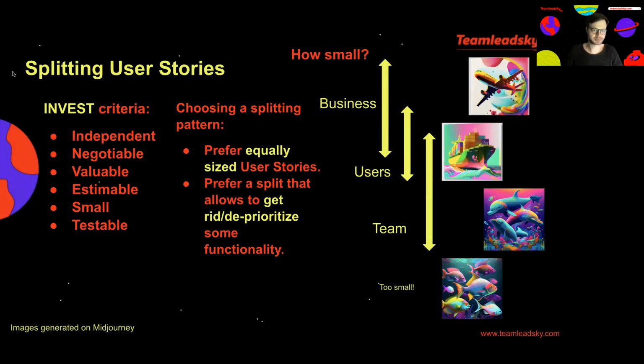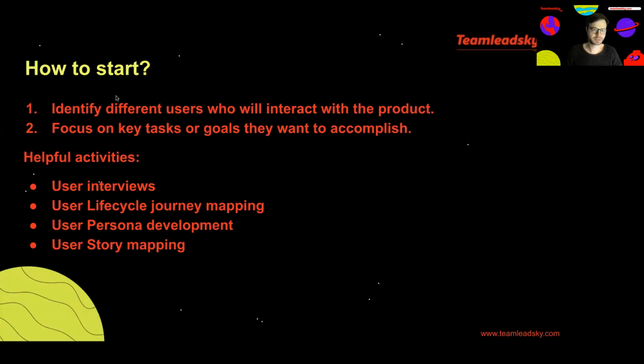All right, let's move on. And let's talk a little bit about approaches for creating user stories. To start with, we need to identify our users: who is going to make use of our product, who is going to interact with it, and understand their key tasks. There are different activities that you can undertake to do this well. Of course, as long as you have the possibility, you should talk to your users.